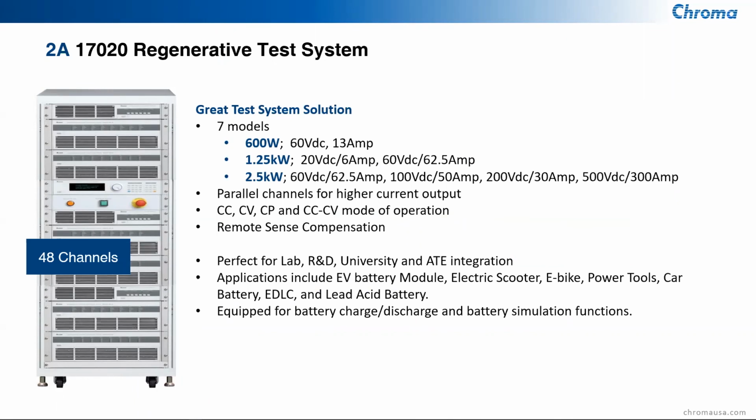The 17020 regenerative test system can do battery simulation. It can do charge and discharge testing of batteries, as well as simulate a battery as a load when it's being charged, or as a source when it's being used as supply power. It comes in up to 7 different models, with voltages ranging from 20 volts all the way up to as high as 500 volts. This particular unit has a variation in different current ranges as well, and multiple channels.